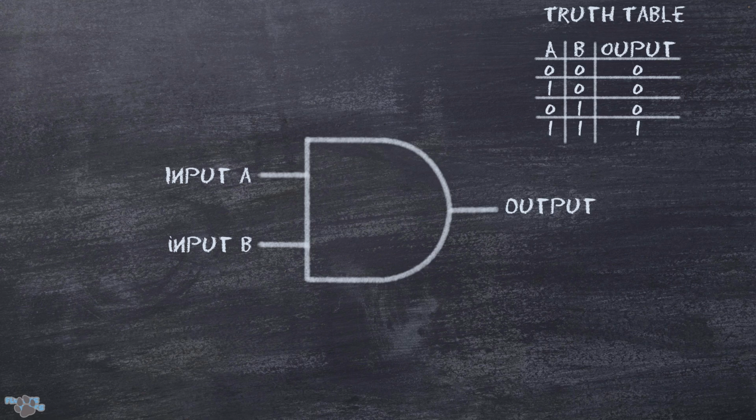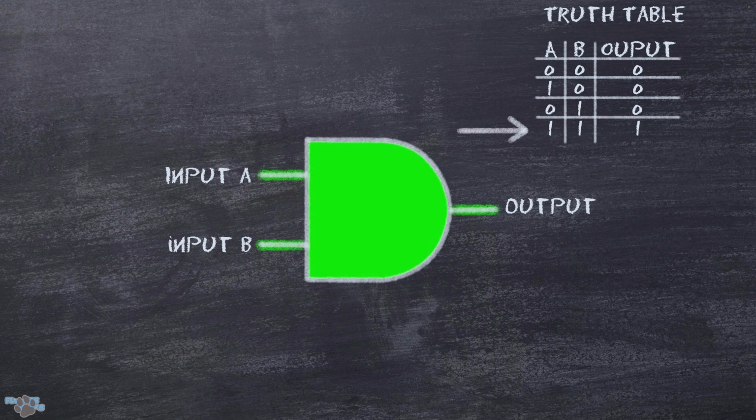Let's visualize this and connect it to some rails. So, as we can see in the truth table, if both input A and input B are off, there's no output. If input A is on and input B is off, there's no output. And the same again if input A is off and input B is on. It's only when both input A and input B are on that we can get an output.